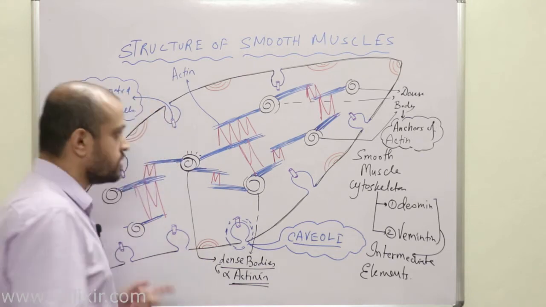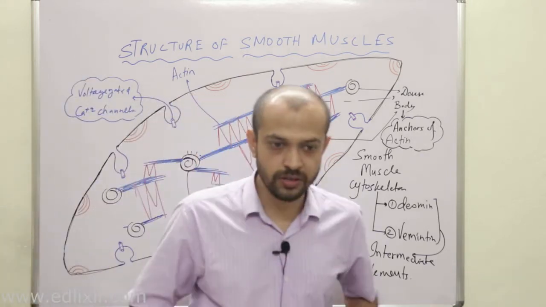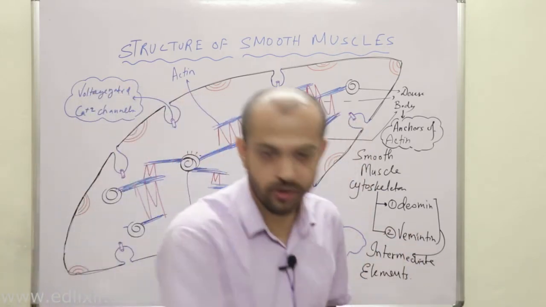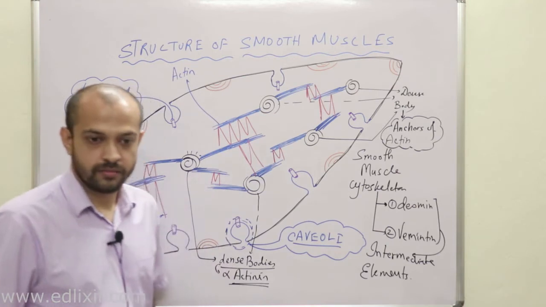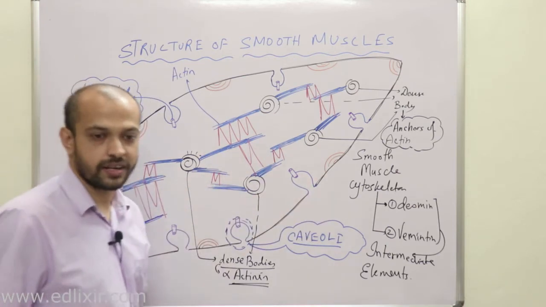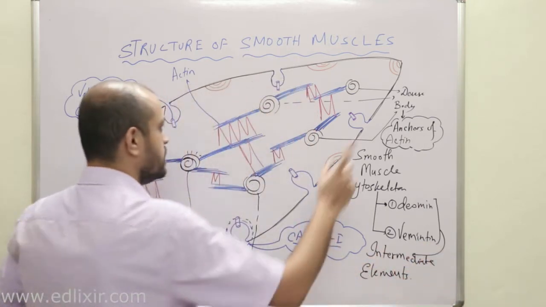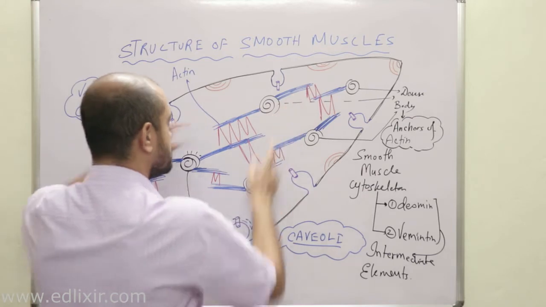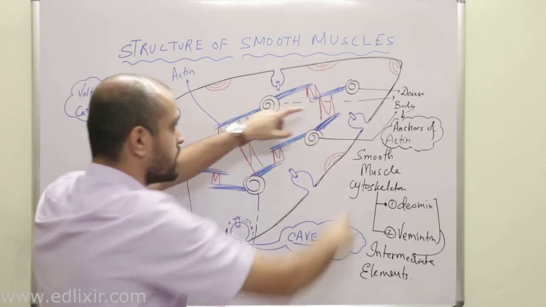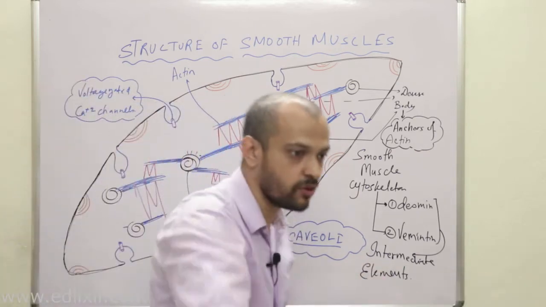Now, if I tell you that this is the structure of smooth muscle, then I will be fundamentally wrong. Why? Because if you just think for once, how will this muscle contract? Because this is actin, these blue strands are actin molecules, and these M's are myosin molecules.